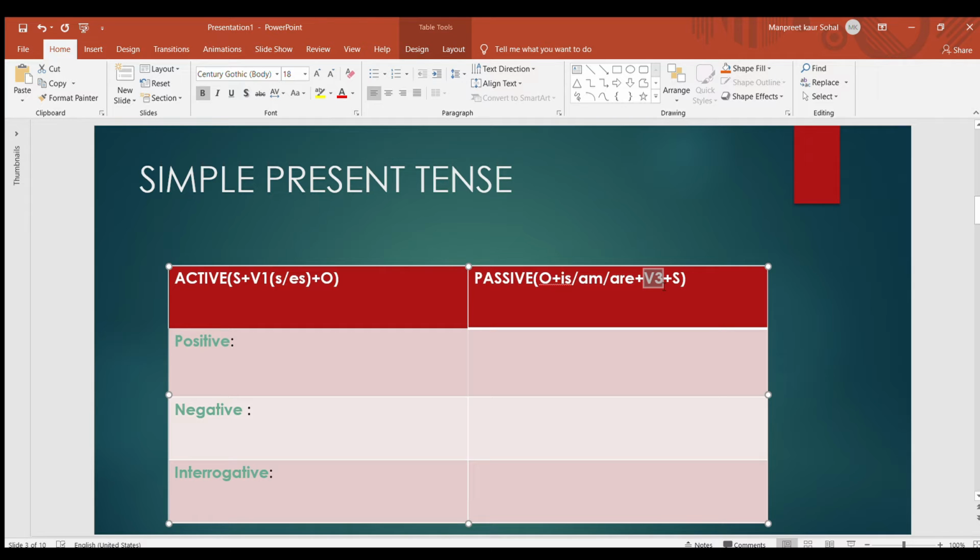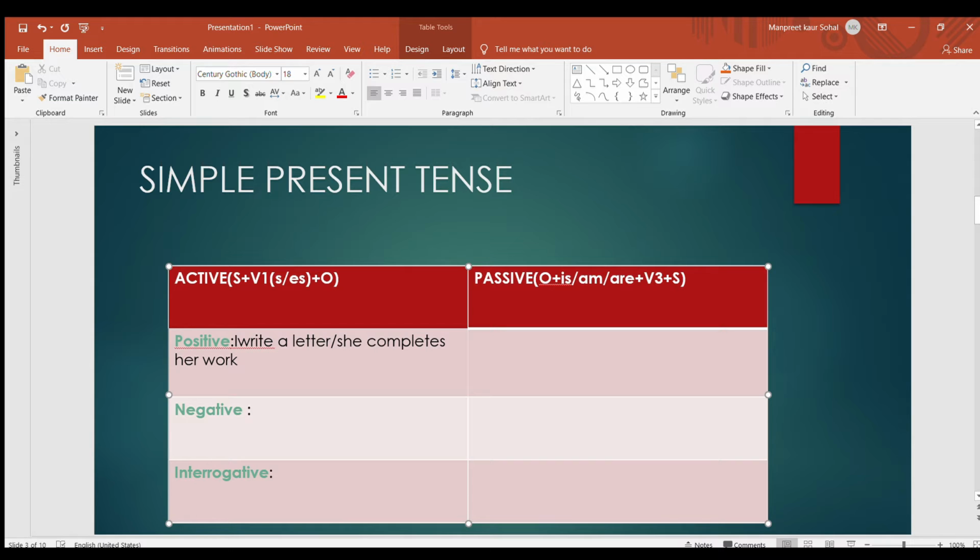Now let's have an example. You can see here that I have categorized 3 things in the column: positive, negative, and interrogative. So let me form one sentence for you and you will get the clarity on your own. I write a letter. मैं letter लिखती हूँ. She completes her work. वो अपना work complete करती है.